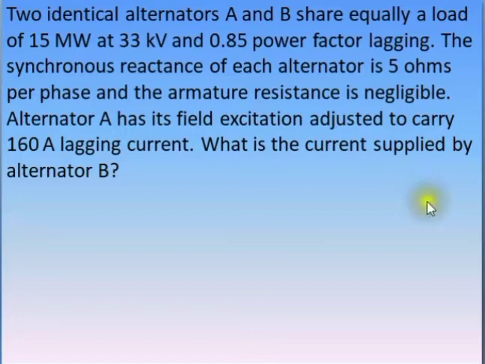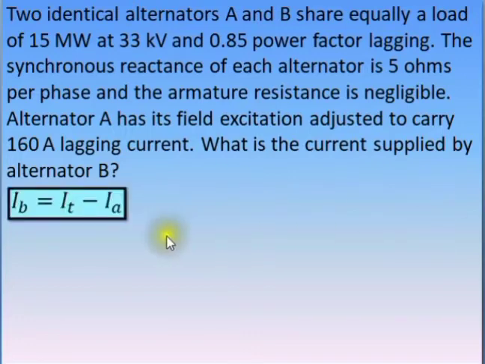So current ng alternator B ang hinahanap po natin, therefore we use this equation. Tandaan po natin, wag po nating i-memorize ang equation na ito. Intindihin po natin yung pinanggalingan po ng equation na ito.